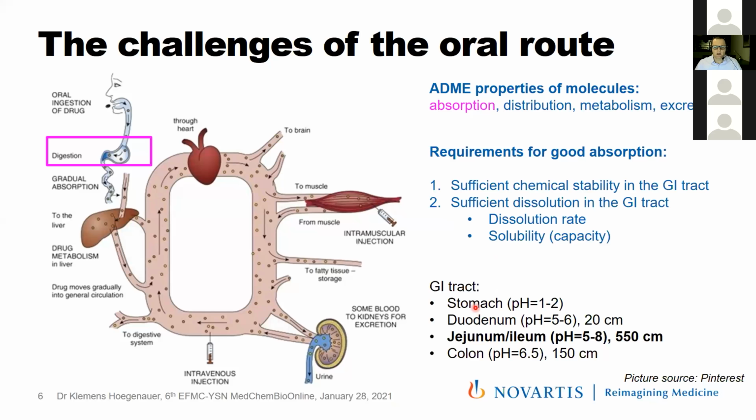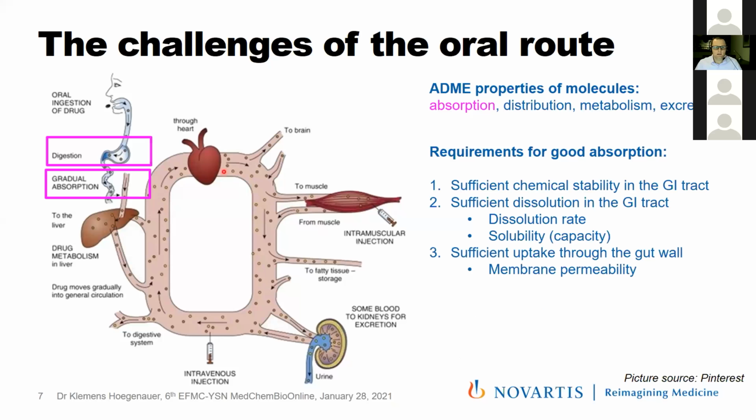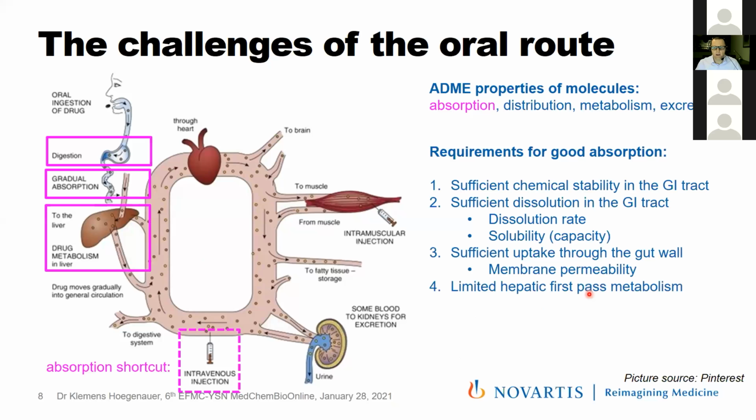And again, the GI tract has different pH values and different lengths. It needs to pass through the main areas, the jejunum and ileum, where the drug passes over 5 meters in length, slightly basic typically, and there the main absorption takes place. But of course, the compound also needs to move across membranes. So they need to have sufficient uptake through the gut wall. So membrane permeability plays a main role there. And the third limitation and barrier to absorption is the hepatic first pass metabolism, where the compound is being taken up by the liver in the first place.